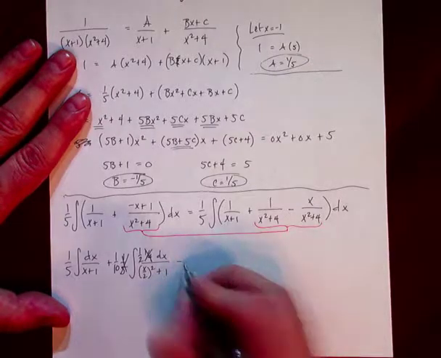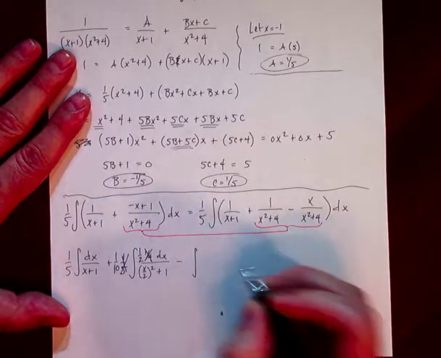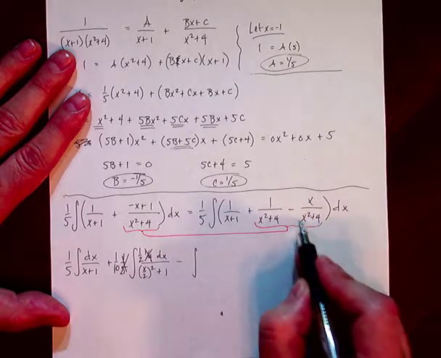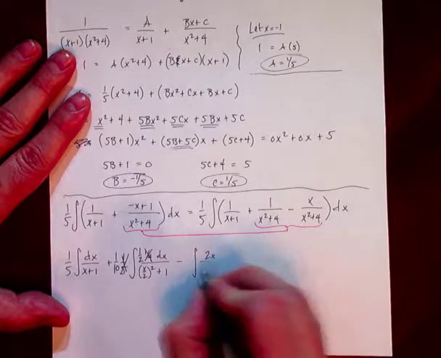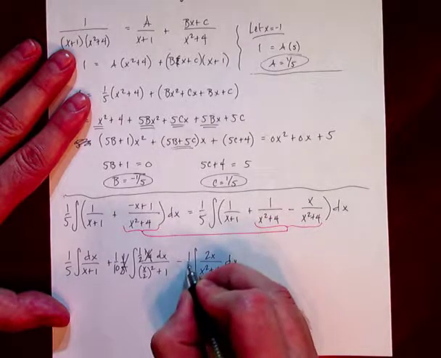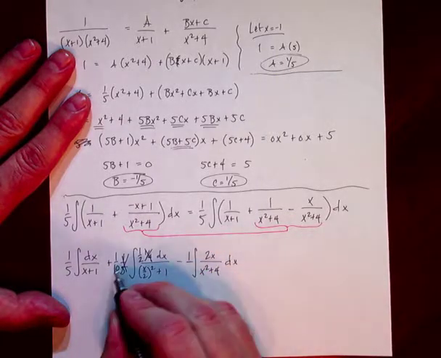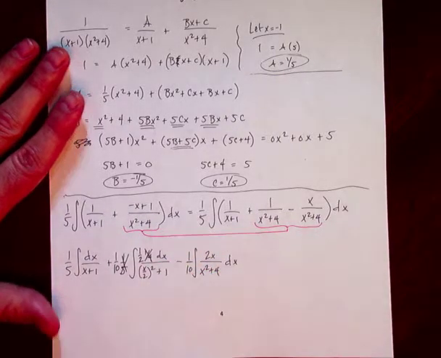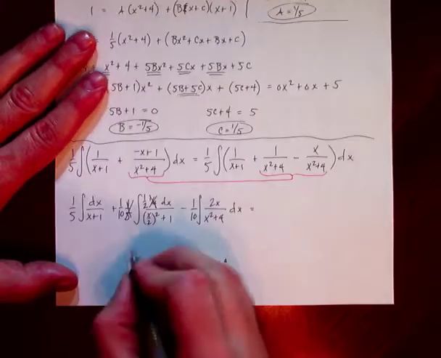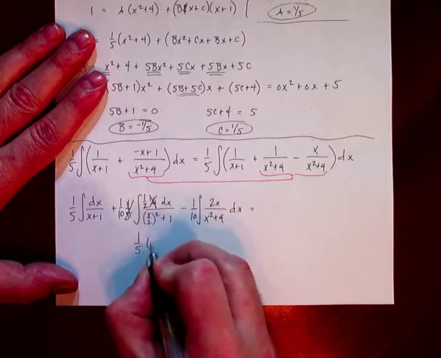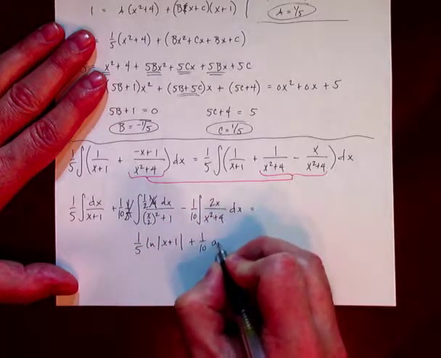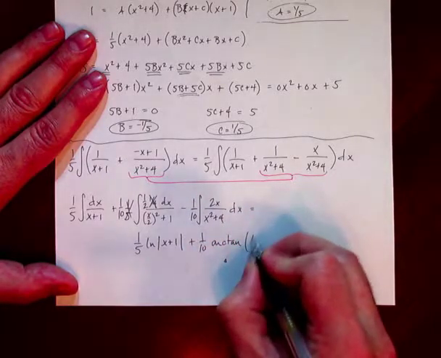And something similar is going to happen in the next one where I need to change form. This up here, x is not the derivative of that denominator, but 2x is. And if I put a 2 up here, I need to basically multiply the 1/5 that's out in front of this one by 1/2 as well to get 1/10. And what I'm left with is 1/5 natural log x plus 1 plus 1/10 arctan of x over 2.